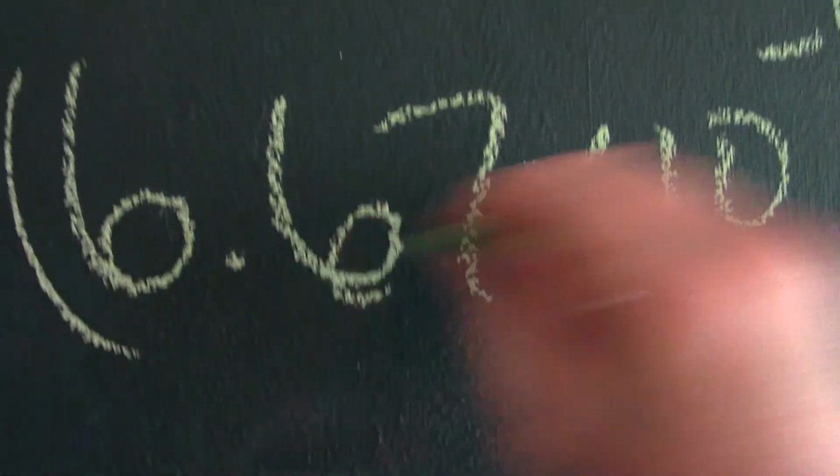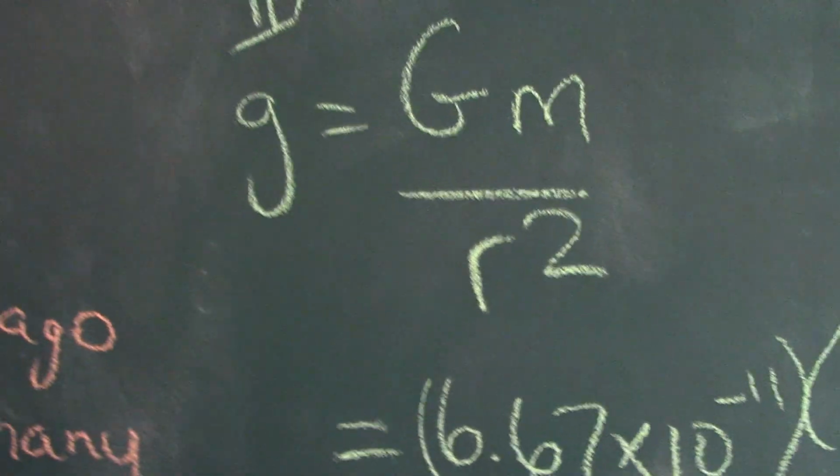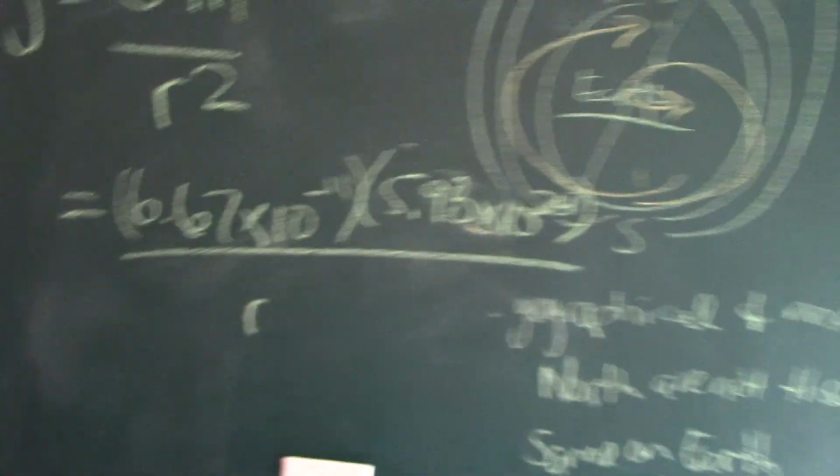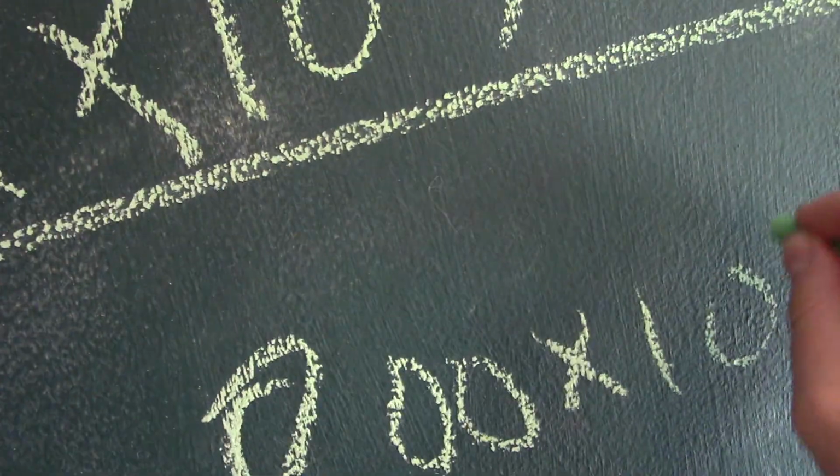So when I put this all together, I have 6.67 times 10 to the negative 11 times the mass of the Earth, which is 5.98 times 10 to the 24, over the radius, which is 2.0 times 10 to the 7, and that is going to be squared. And then I solve for the gravitational field strength, and that will be in newtons per kilogram.